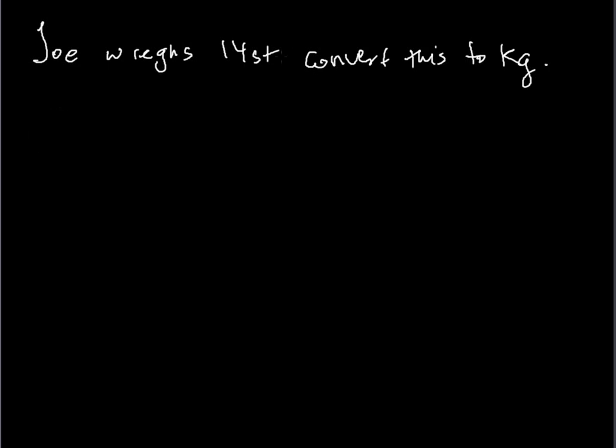So the first thing we want to do is find the appropriate conversion factor between our kilograms and our stones, and it just so happens that 1 kilogram equals 0.157 stones. So we have our conversion factor. So what's the next step? Well, the next step is that we want to convert our 14 stones to kilograms.